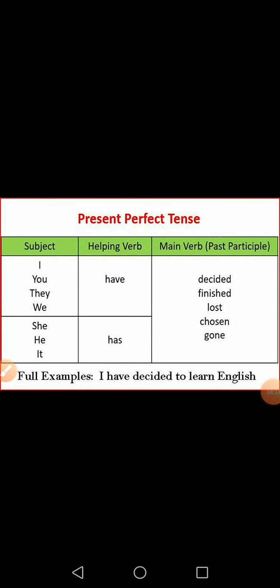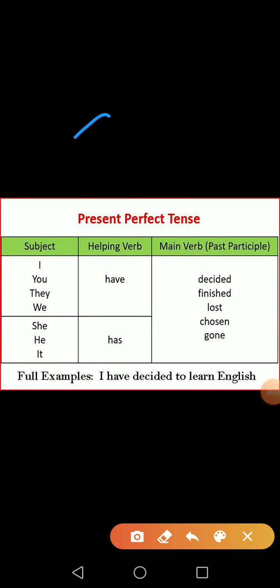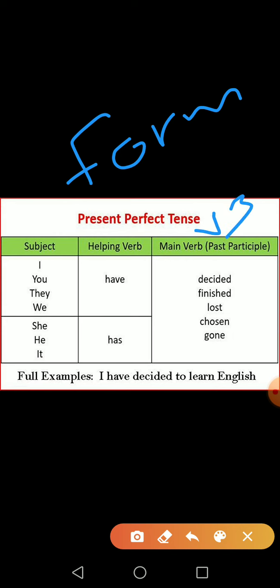Let's see now the form of the present perfect tense. The subject I, you, they, we, plus have, plus the past participle or the main verb, which is verb 3. For example, I have decided, I have finished, I have lost, I have chosen, I have gone, or they, we. So all of these pronouns come with the verb have, and we have to use verb 3.